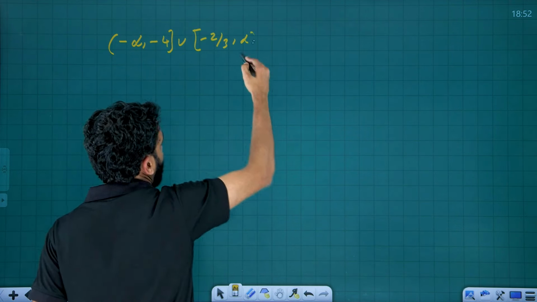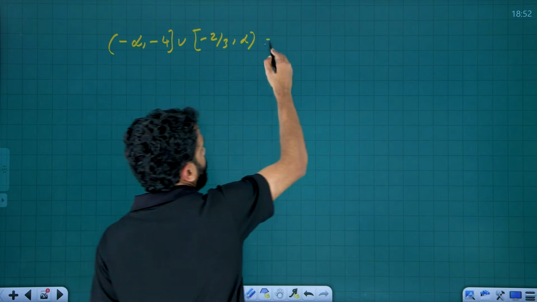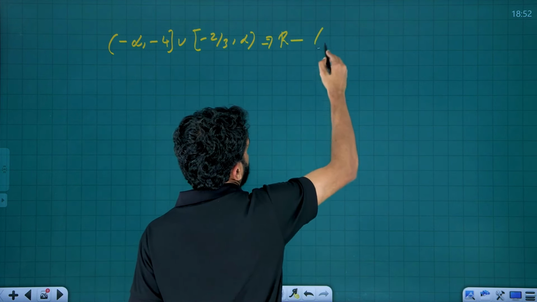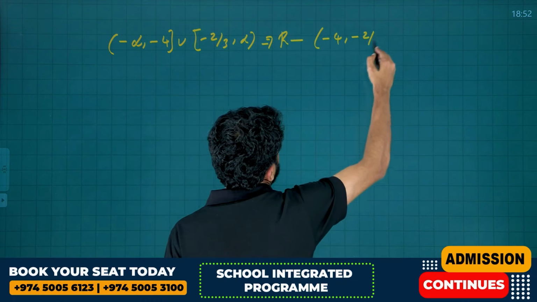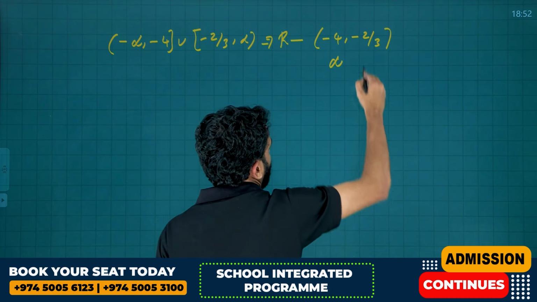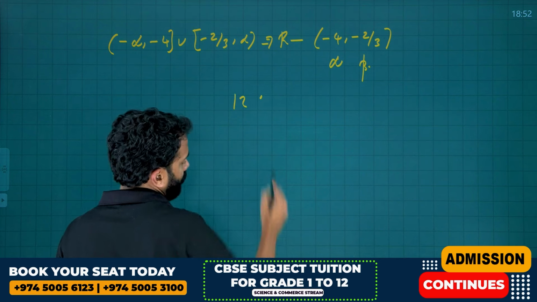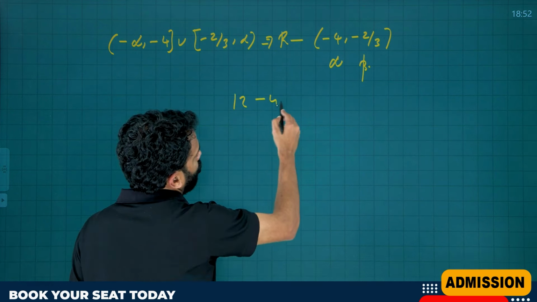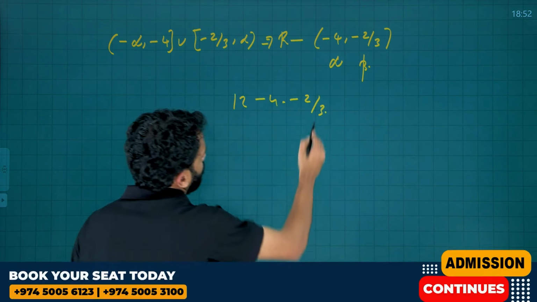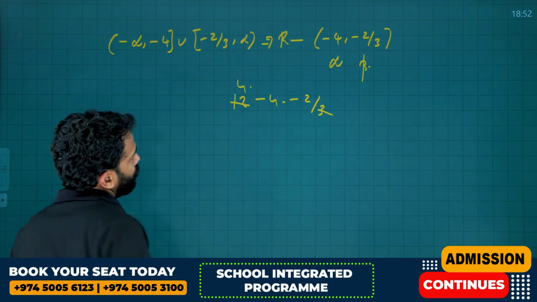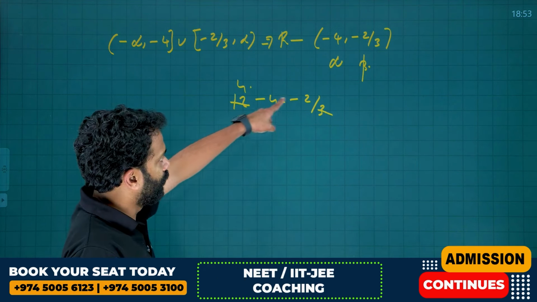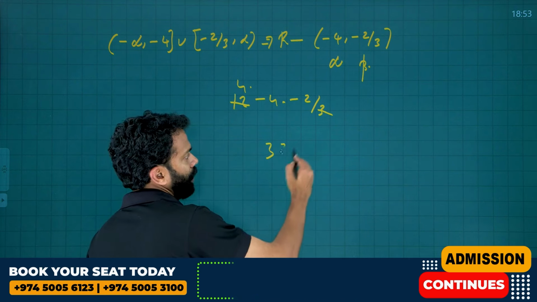2 by 3, which can also be expressed as real numbers minus the interval minus 4 to minus 2 by 3. So this is alpha and this is beta. You need to find 12 alpha beta, right? That is 12 into minus 4 into minus 2 by 3. This got cancelled, becomes 4. 4 into 4 is 16, into 2 is 32. Positive 32 is the answer.